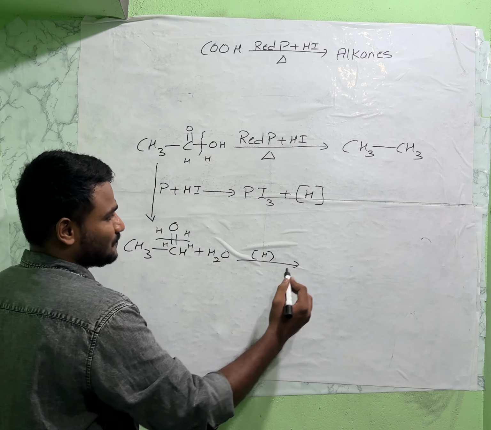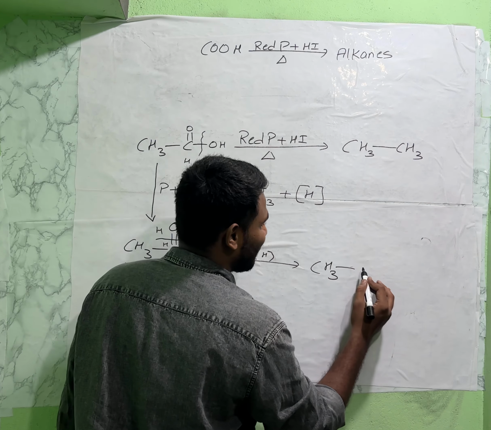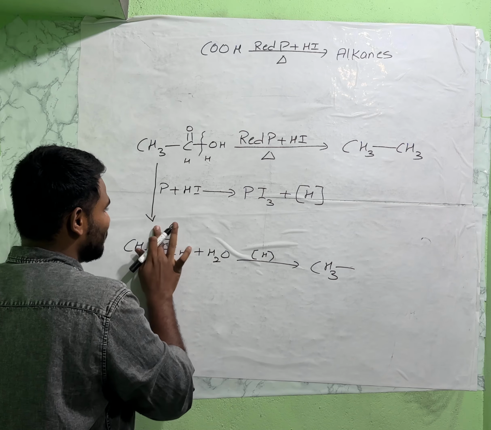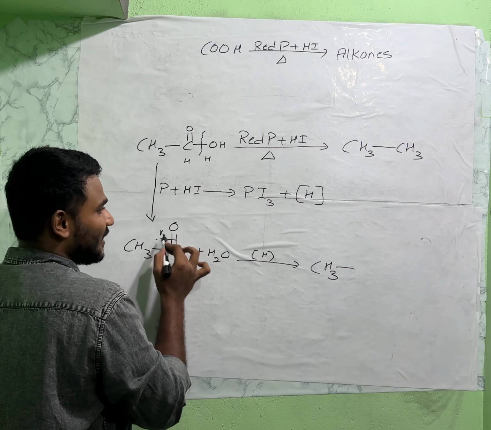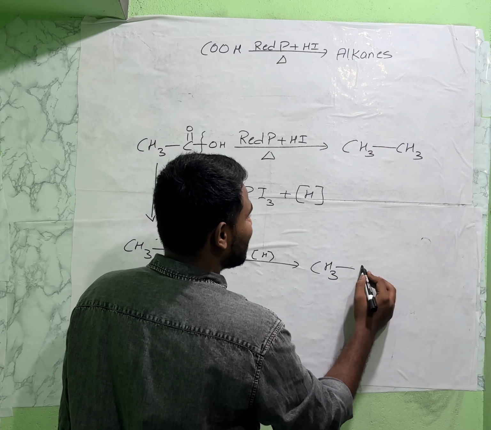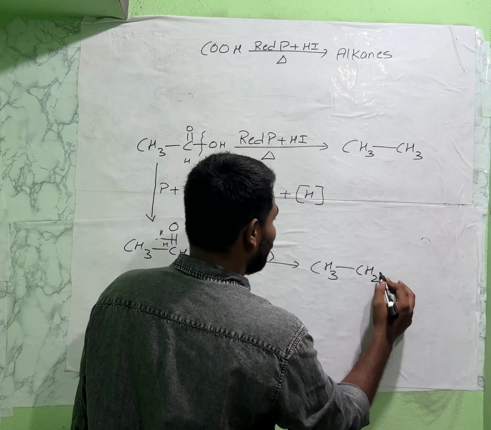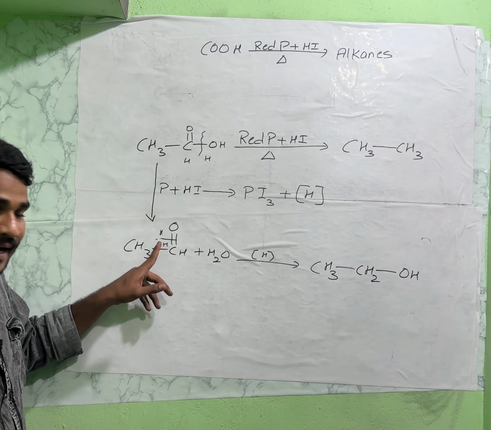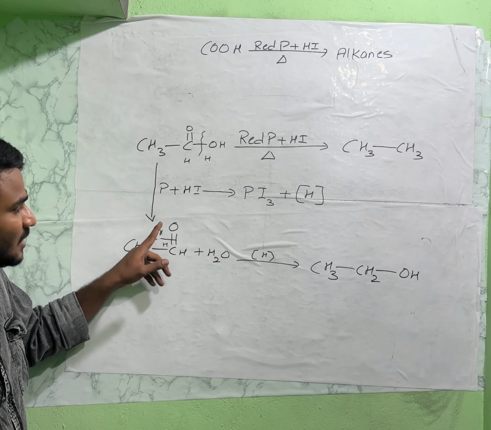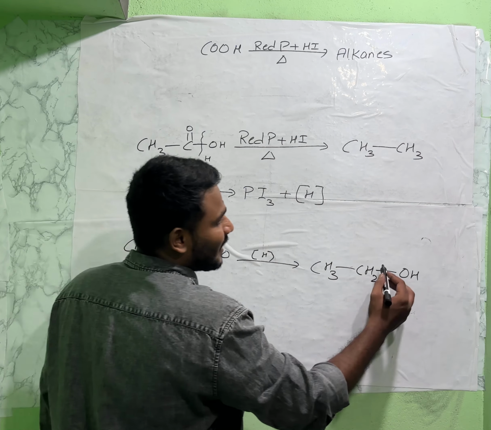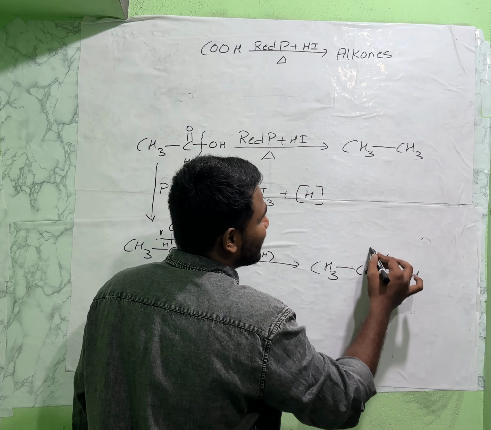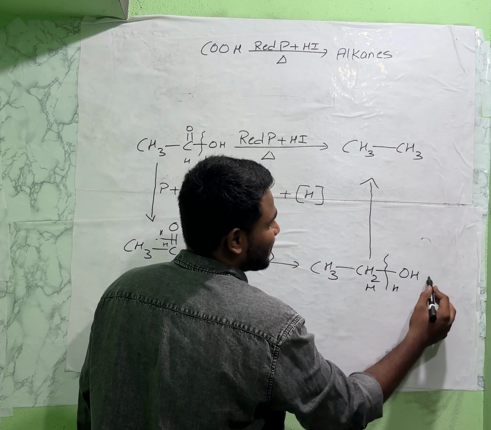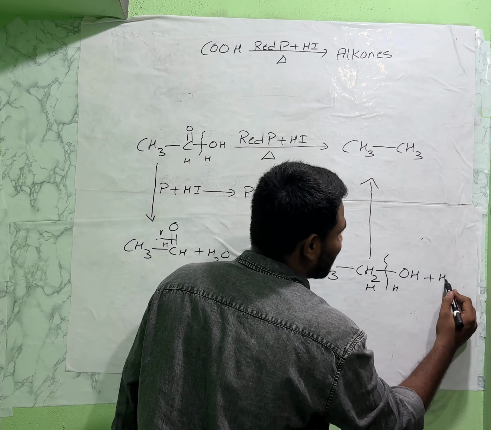Let us see now. CH3, break one bond here and add H here. CH3CH2OH. You understand, right? I broke one bond and added H over here and H to the oxygen. Again, in the next step, the nascent hydrogen is added and the product is the alkane, as you can see above. This one will come out as a water molecule.